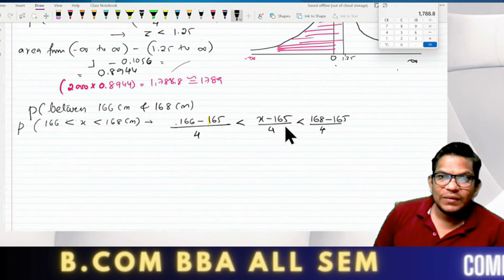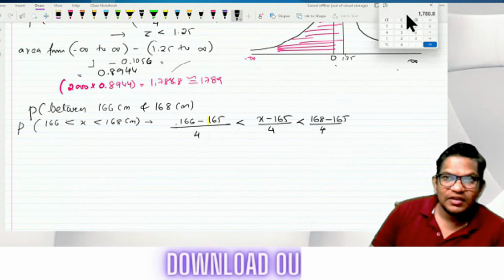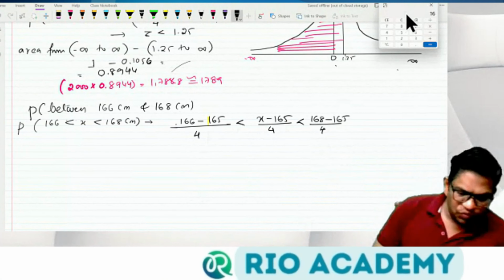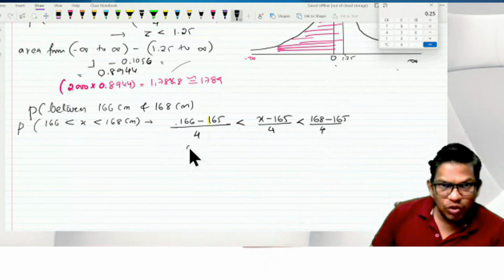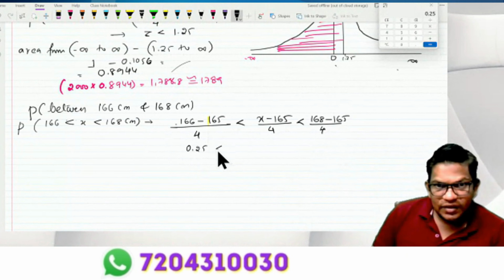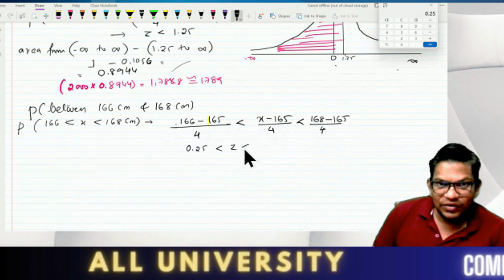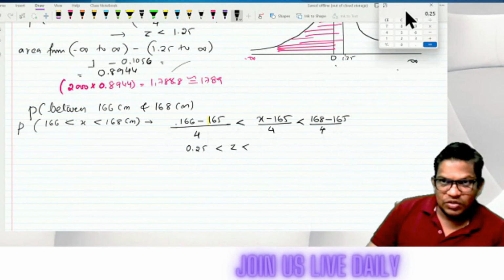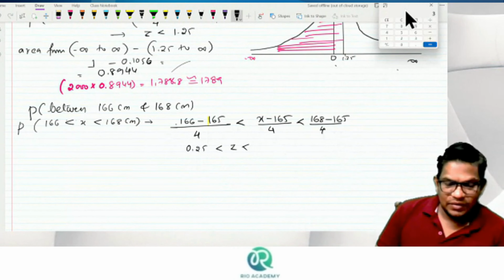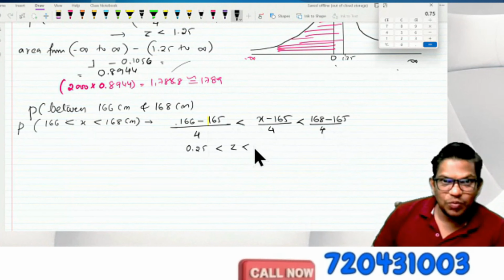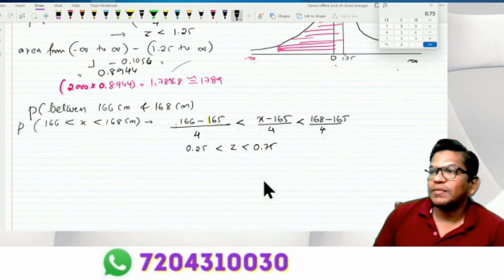Now Z will be in between these two numbers, right? Tell me, bacha, what we get here? 166 minus 165 divided by 4. That is 0.25. Less than, this was Z, because we have X, the value we need to find out. So next is what? 168 minus 165 divided by 4. That means 0.75. Okay? Understood?